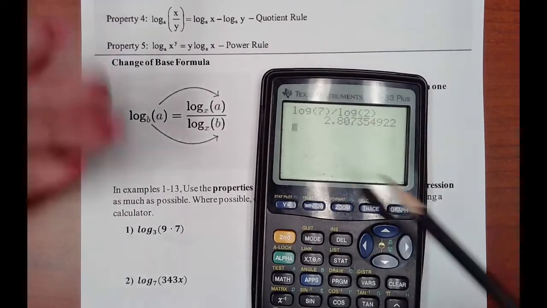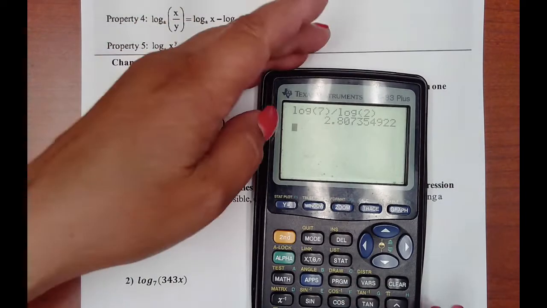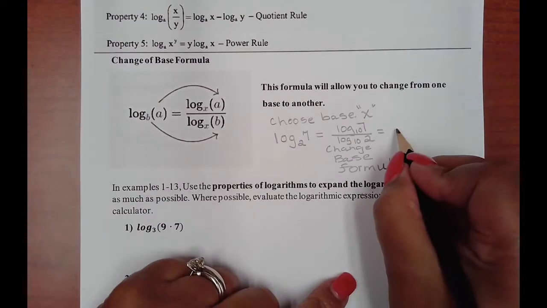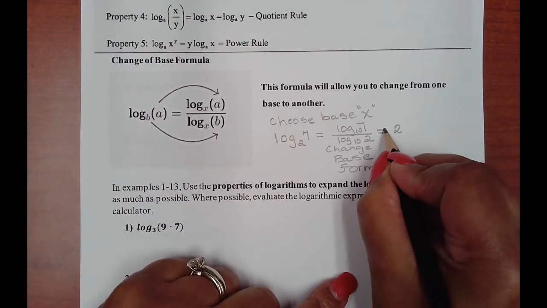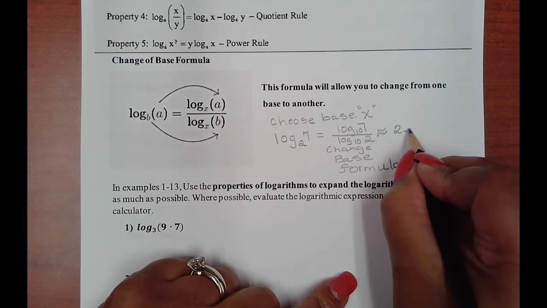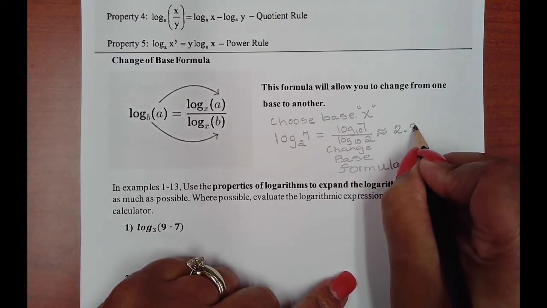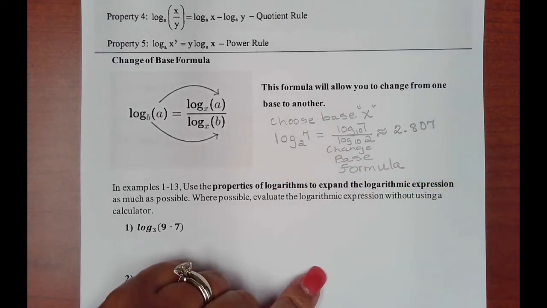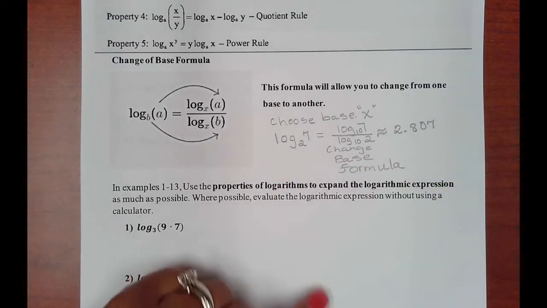And you can round, they'll tell you what to round it to. I'm just going to round this to 3 decimal places. This is approximately 2.807. Okay, and that's equivalent to log of 7 base 2. So change of base formula.